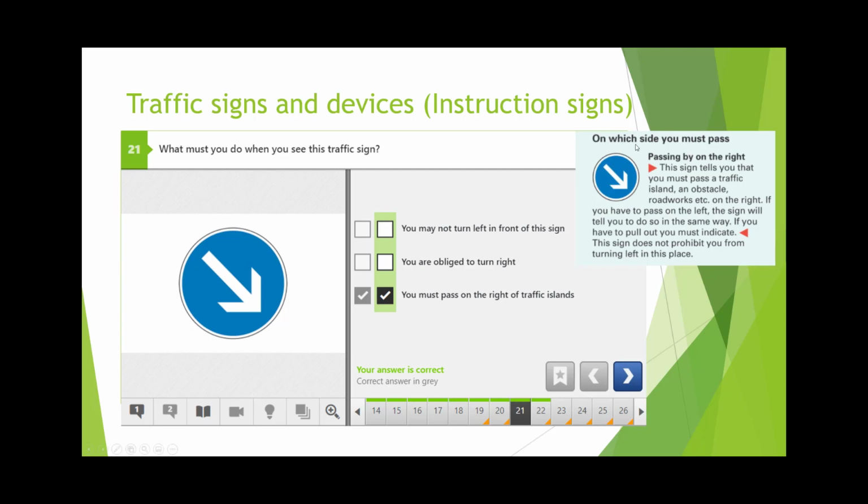So here is the explanation. On which side must you pass? Passing by on the right. So if this traffic sign is on the right of the island, it means you can pass only towards the right.